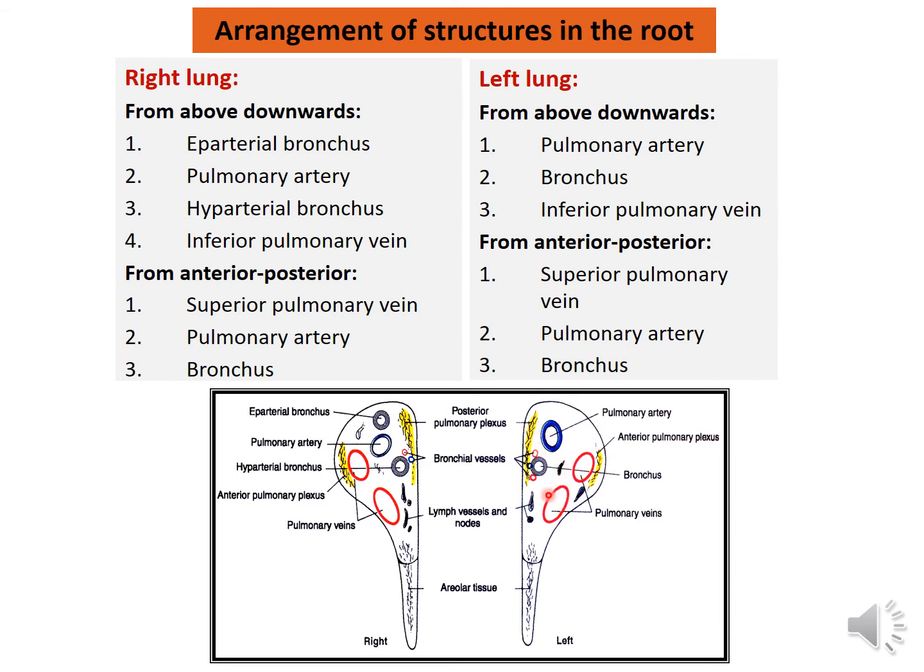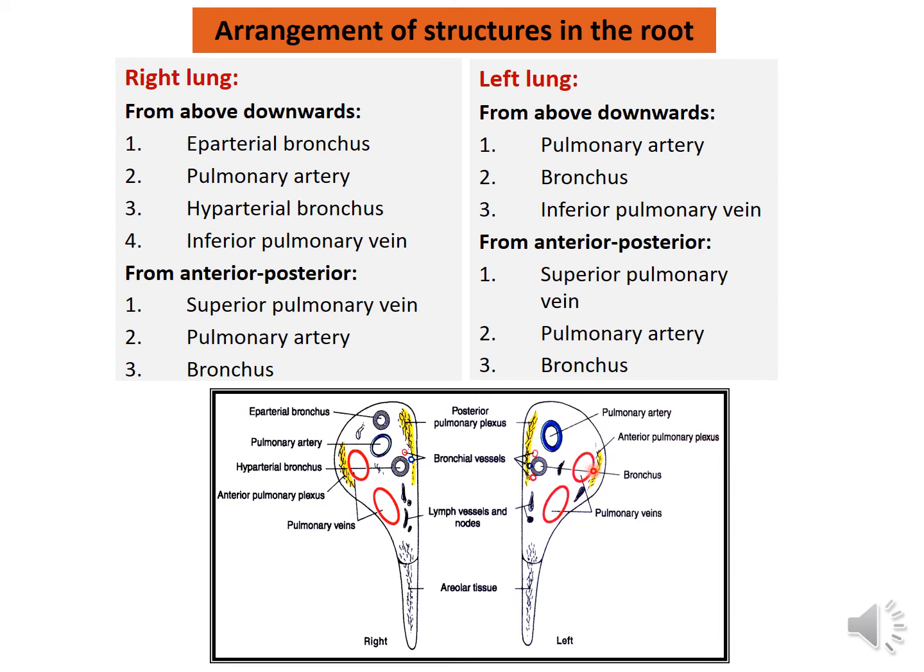The arrangement of structures is different on the left side, because on the right side the principal bronchus divides into two divisions. One goes above the artery, one goes below the artery. But on the left side you don't see such a division of the left principal bronchus. Because of this you see the principal bronchus just below the pulmonary artery. Hope you understood the difference.